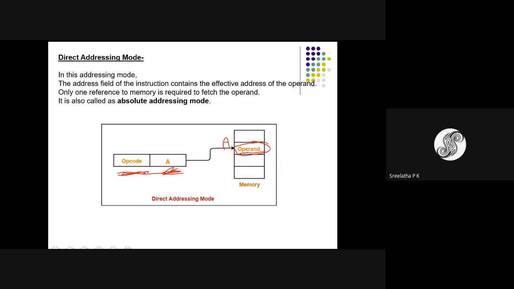Okay, note down the example. As I told, move, I am moving the content of location A to register R1. Okay, so how is the transfer notation? The content of location A is moved to R1 register. This is the register transfer notation of this particular instruction. And this is also called absolute addressing mode. Absolute addressing mode. This is direct addressing.